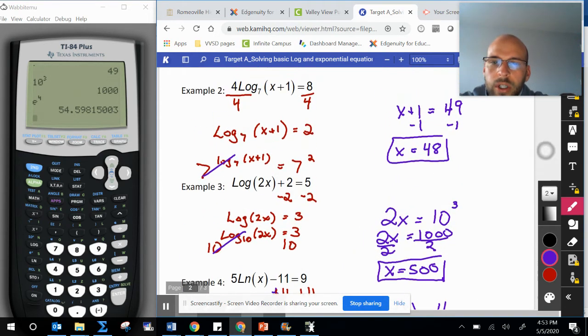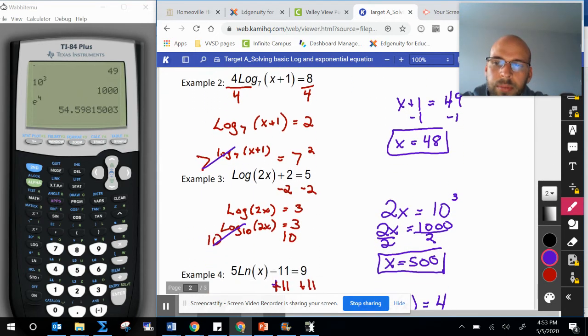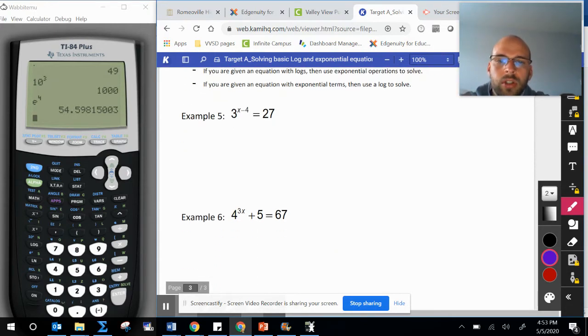So the first 4 examples here, I gave you logs. We used the properties of exponential functions to solve them. Now, we're going to go the opposite way. I'm starting with an exponential function, and we're going to use logs to solve it. And that's the purpose of what logs are. That's the new idea for this unit. Logs can solve exponential equations.